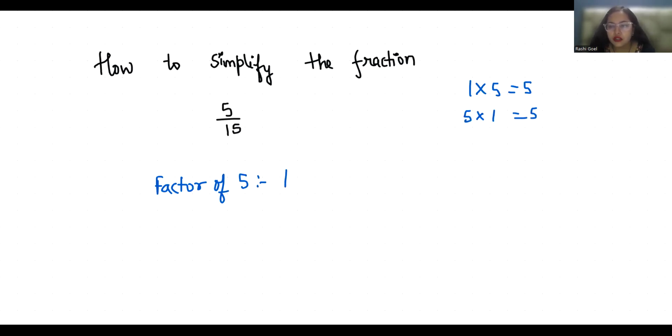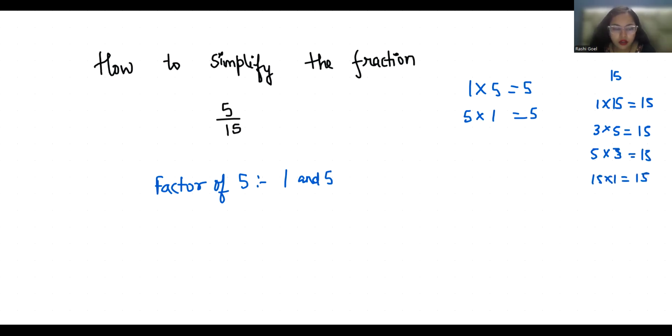Now 15, starting with 1, 1 times 15 is 15. Now it comes in the table of 3, 3 times 5 is 15. Now in the table of 5, 5 times 3 is 15. And 15 times 1 is 15. So what are the factors of 15? 1, 3, 5 and 15.